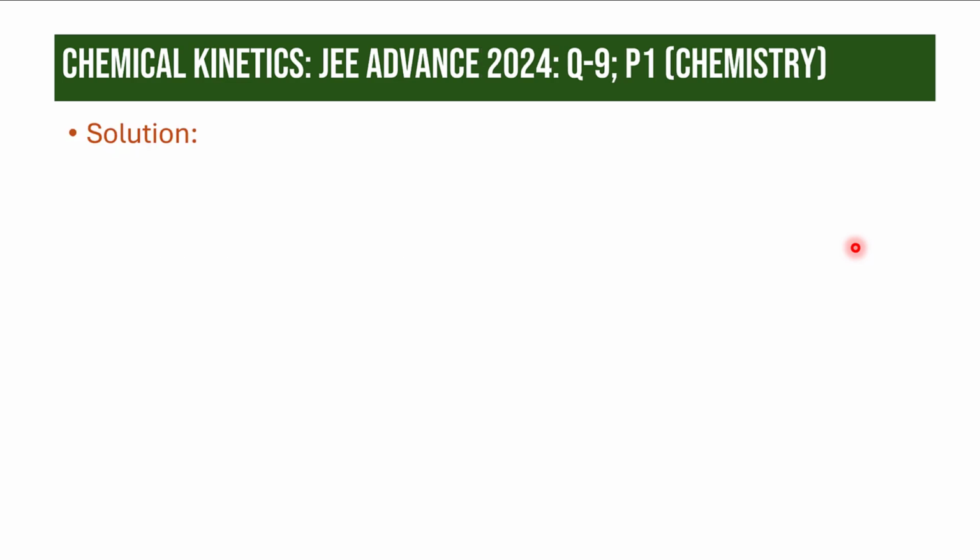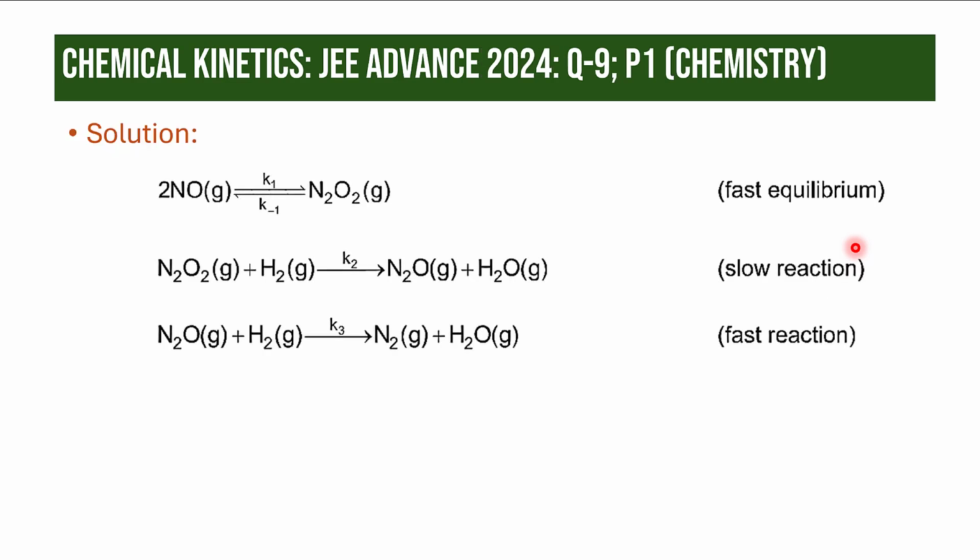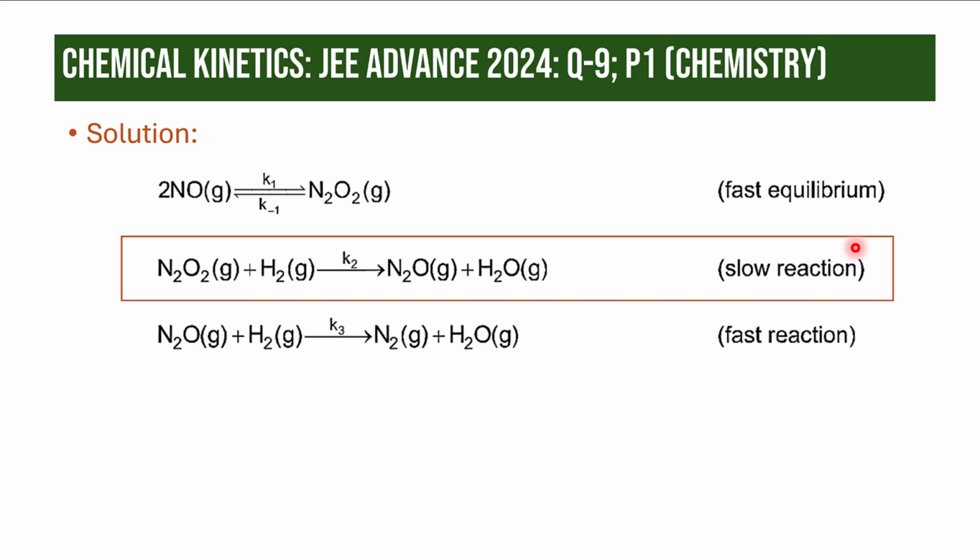So let us try to solve this problem. So this is the mechanism that has been given for this reaction. Now you have to first find out which step is the slowest step or rate determining step. So in this case, the second step is the slowest step, and hence this step is the rate determining step of this reaction.